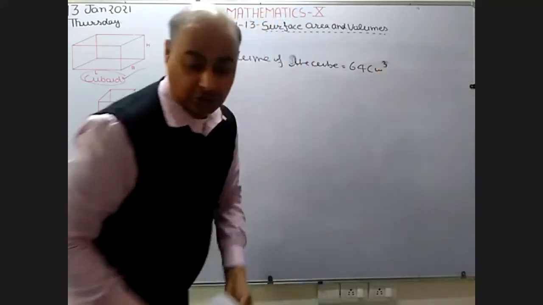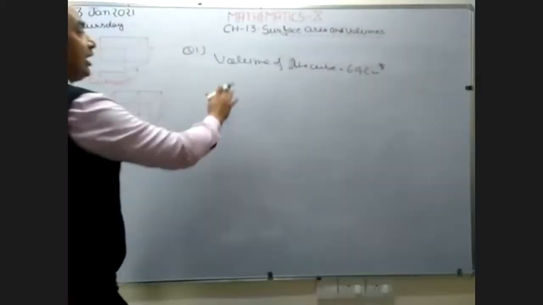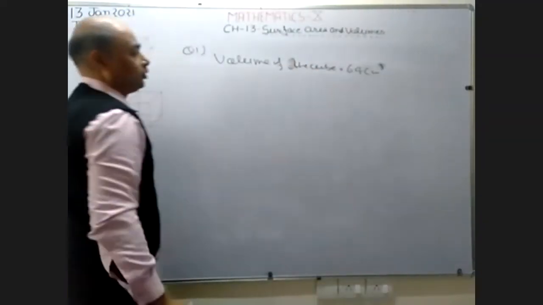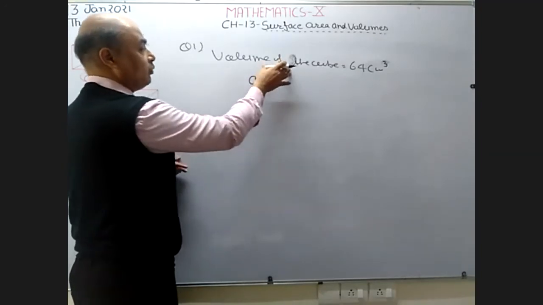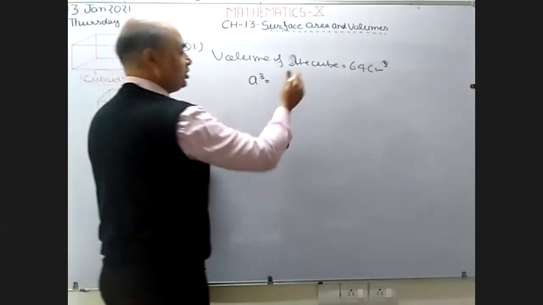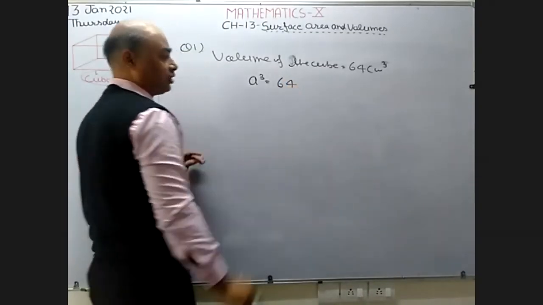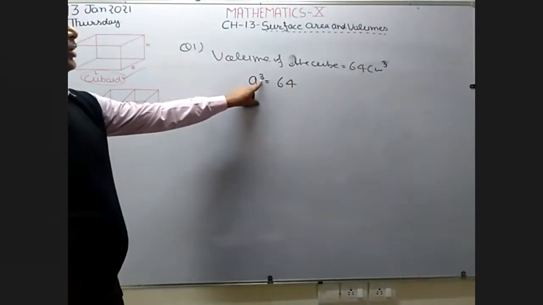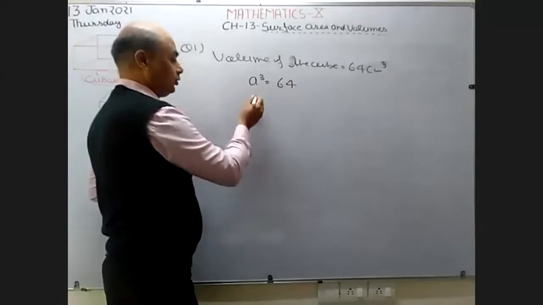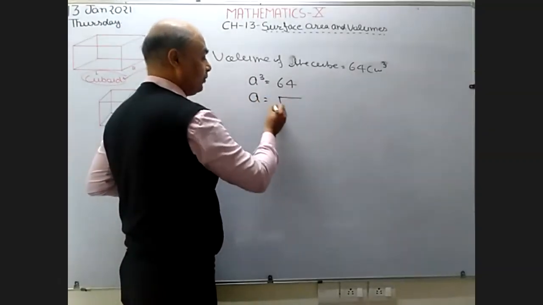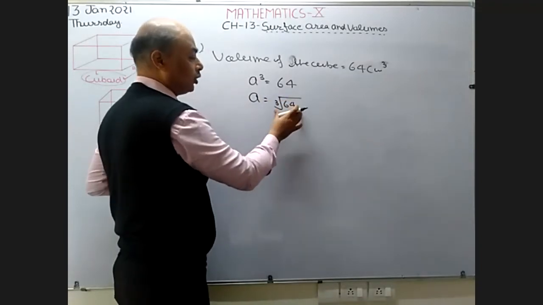Now to solve this question, I need one formula for finding the volume of cube. The formula for finding the volume of cube is a cube. So write the formula for finding the volume of cube here, which is equal to 64. I want to remove this cube from this a. When I want to remove this cube, the cube root becomes. So on the right hand side, cube root becomes. It means now I want to find the cube root of this value.